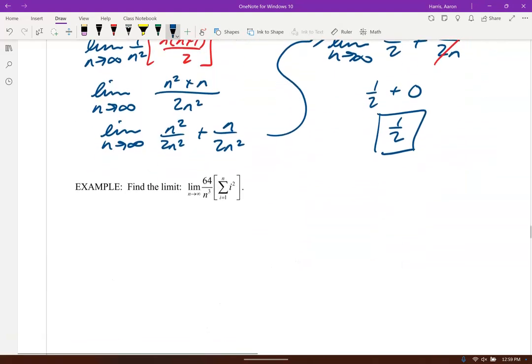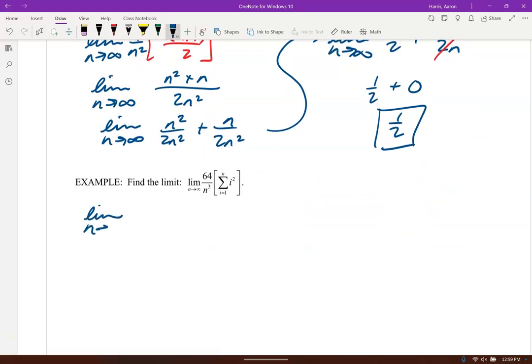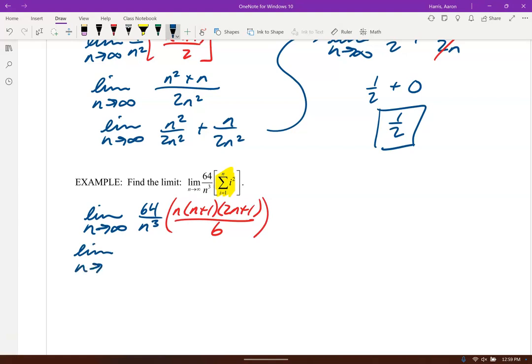Let's do some more here. Limit as n goes to infinity. I got 64 over n cubed. And then for this one, I'm going to use a formula again. So I'm going to use that i squared formula, which if you look at that, it'll give you n plus 1, 2n plus 1, and this is all over 6. So that's n squared plus n, 2n plus 1, all over 6.